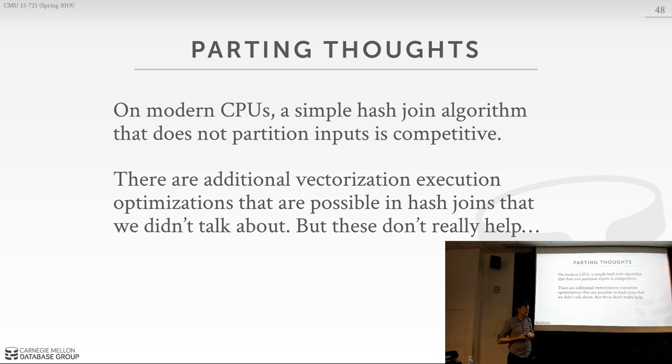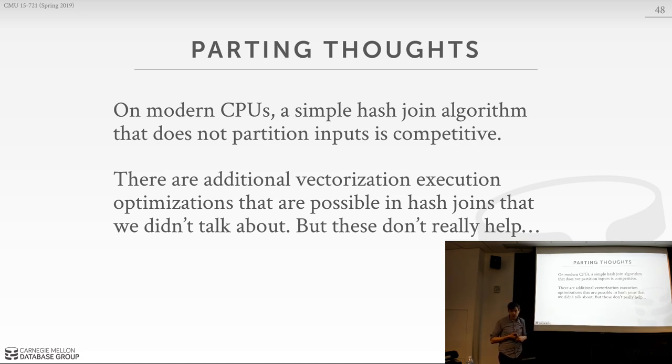And if I remember correctly, sometimes hopscotch or Robin Hood hashing might be better in other cases, but in general, across the board, linear probe hashing with Murmur hash 3 is always going to be the best. Because again, it's just so simple.